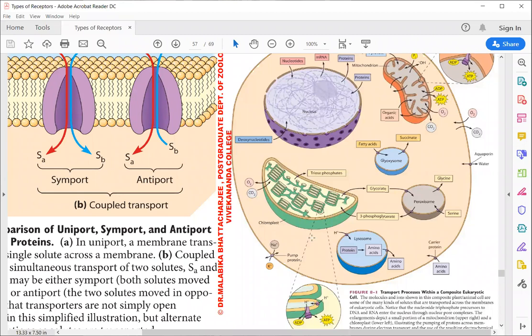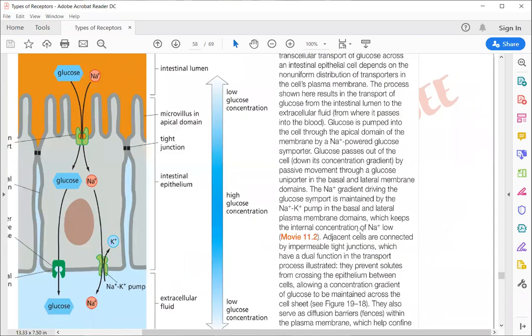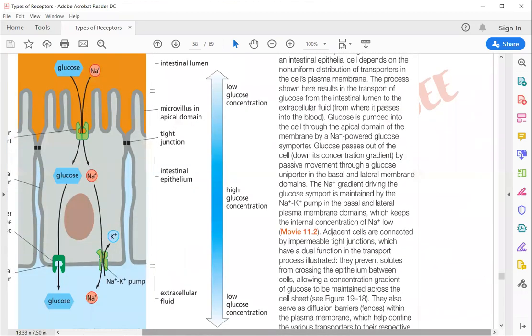Here they have magnified and shown the chloroplast also. You see an ATP powered pump, the existence of an ATP powered pump within the chloroplast. See, breakdown of ATP into ADP. So there is also active transport occurring here. So the mechanisms of transport that are applicable for our plasma membrane are also occurring within these organellar membranes.